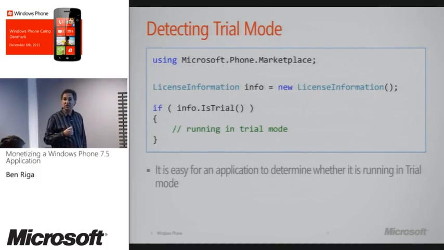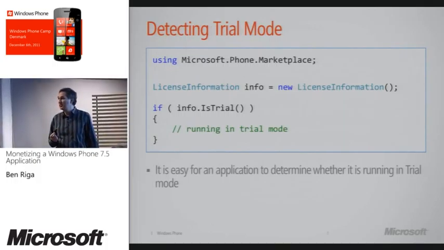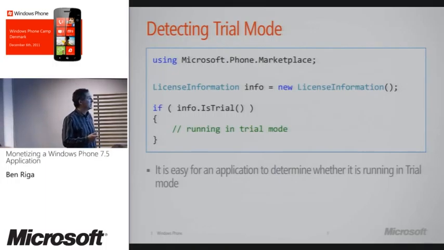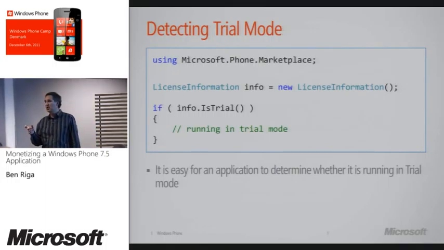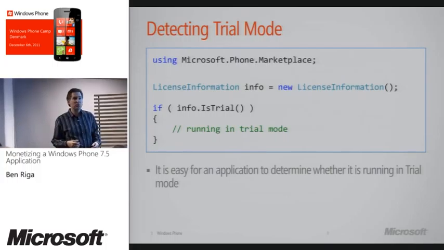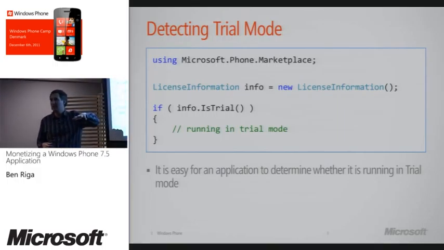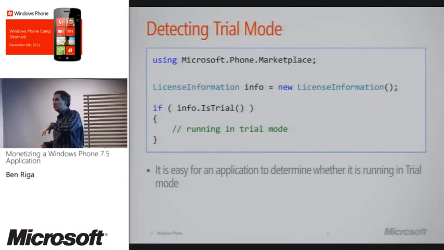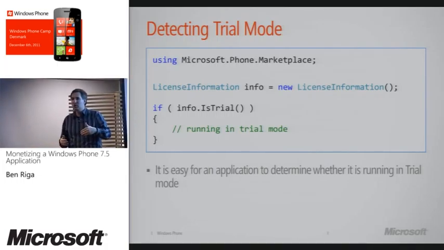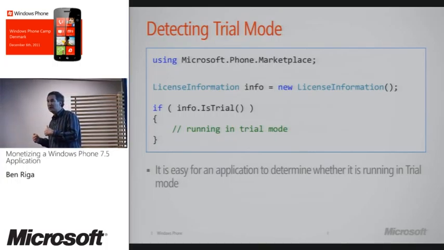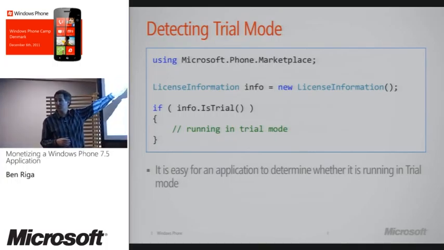So I mentioned trial. Trial is actually really easy to do. It's part of the platform. Every application can do it. It's part of the license info that we install as part of packaging up your application and putting it in the marketplace. And so you can check the license info. When someone downloads a trial application, they have different license info than when they purchase the application. And you can check within your application whether your application is running in trial mode or whether it's running in fully paid mode. And it's as simple as is trial, right?